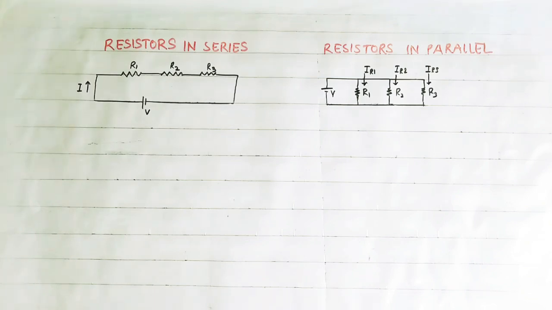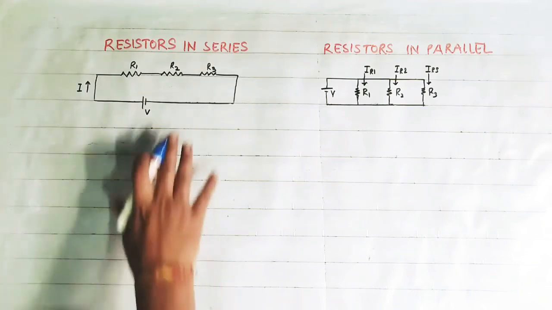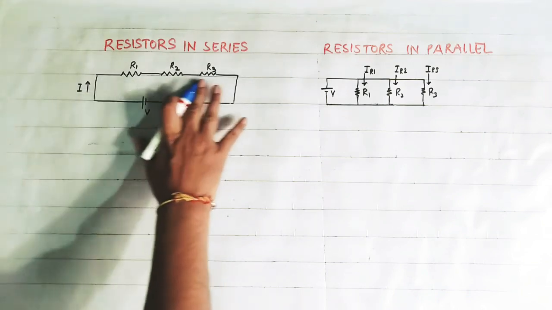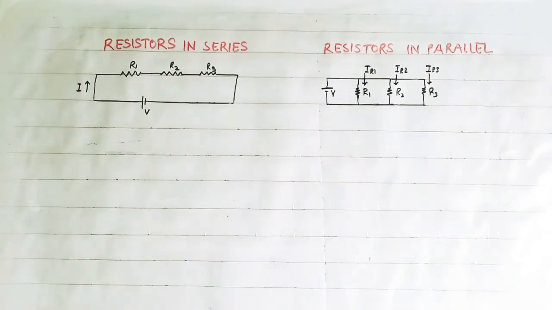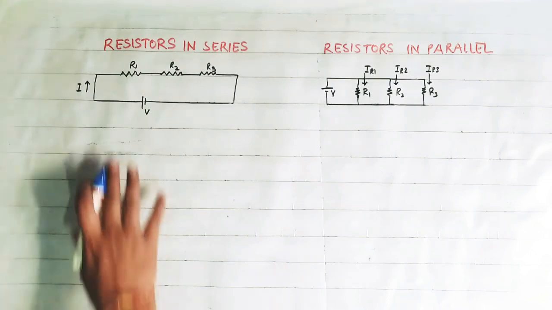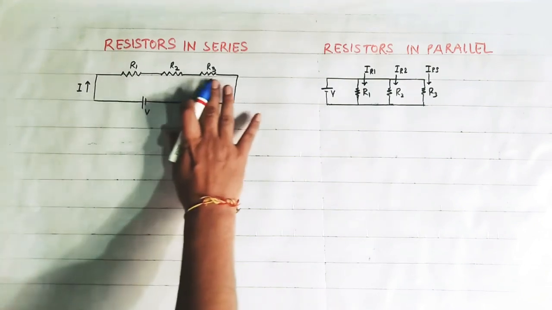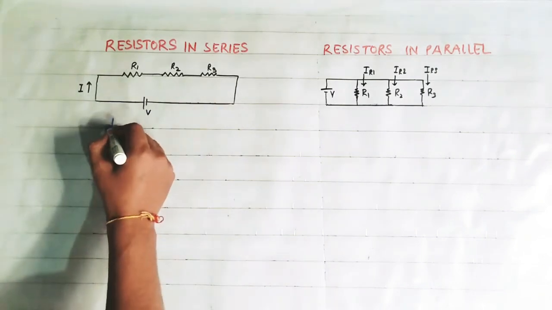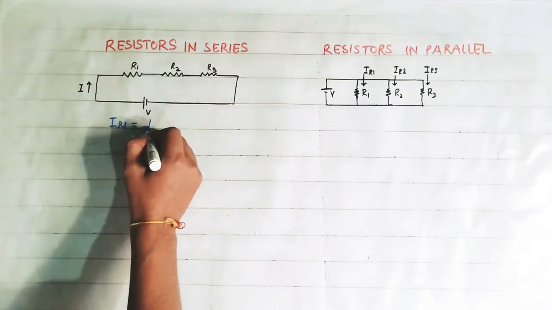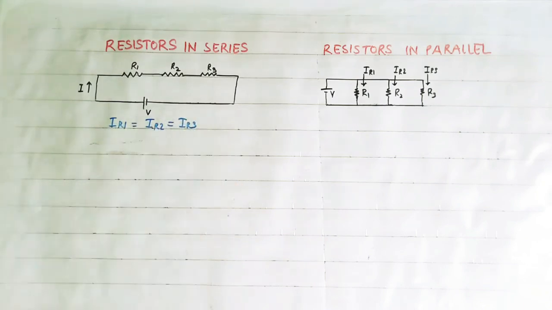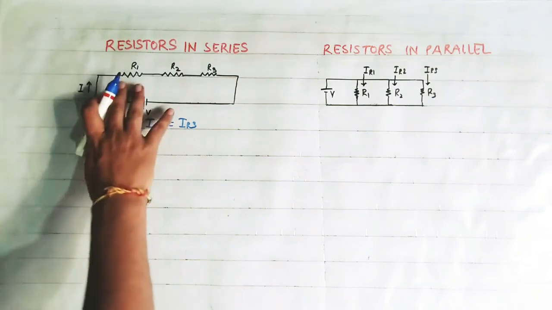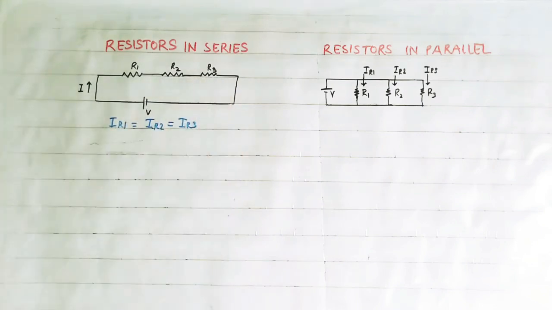Friends, in this video we will study the series and parallel combination of resistance. Here, three resistances are connected in series, and here three resistances are connected in parallel. When resistances are connected in series, the current through all these three resistors is the same, meaning IR1 equals IR2 equals IR3. But the voltage is different across each resistor.